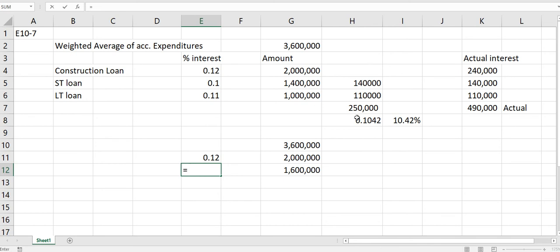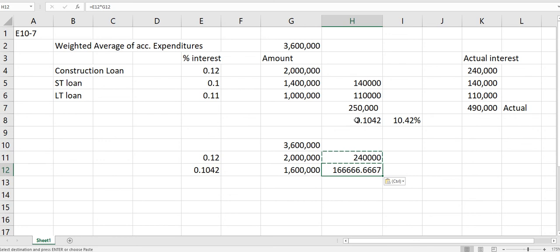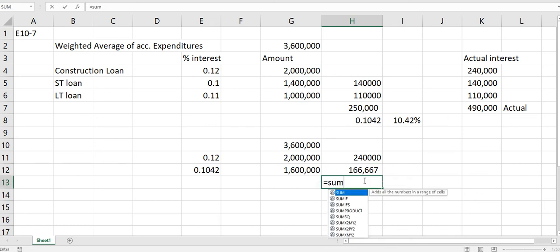And so let's do this percentage. I found my weighted average. I'm going to times my 12% times it by the 2 million, and the 10.42% times it by the 1.6 million. And this is going to give me my avoidable interest here. And so could we get a sum of these two, avoidable interest?